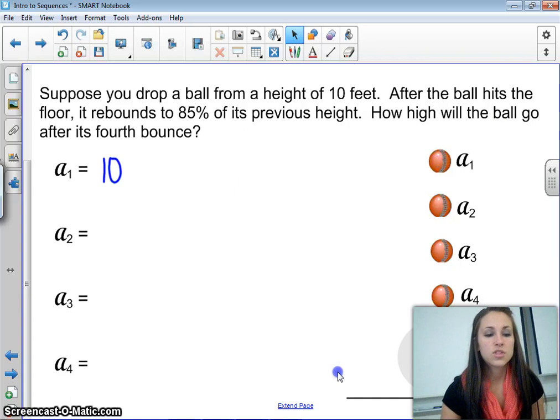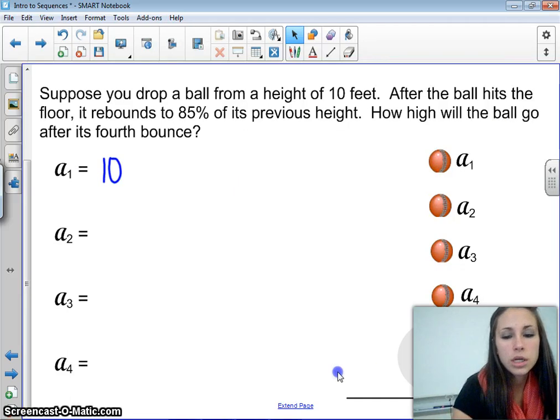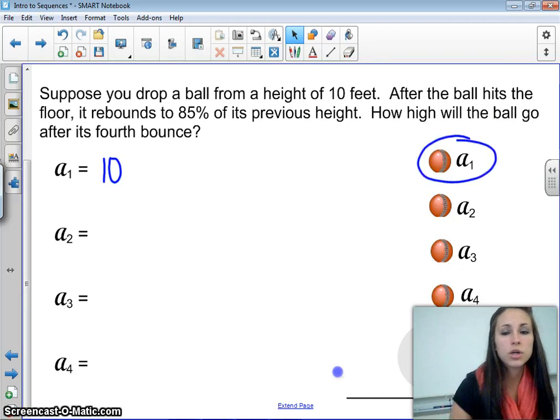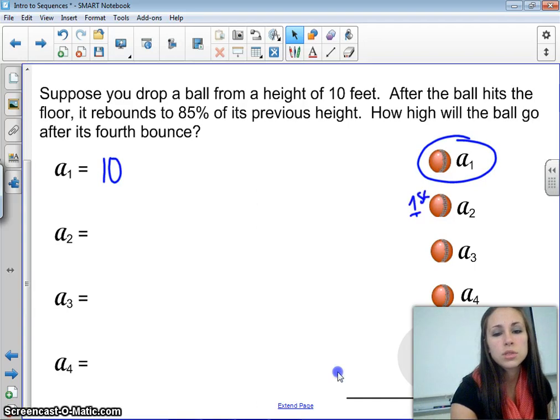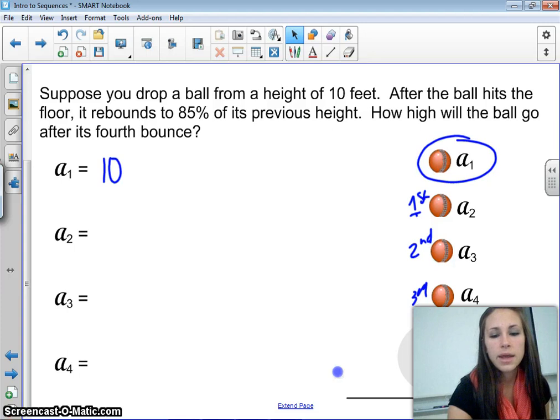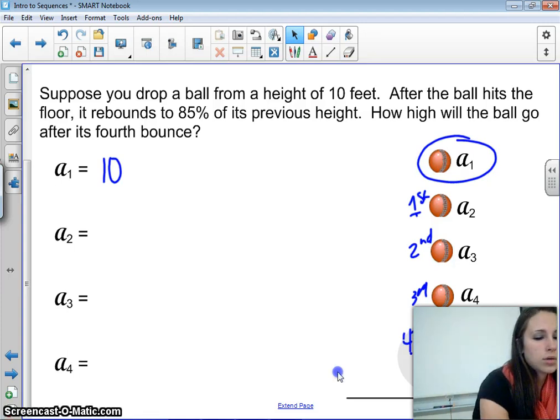And so in order to find its fourth bounce, since this is where I start, the ball hasn't bounced at all. This would be after the first bounce. This would be the second, third. And so I actually need to find A5 to find the fourth bounce. So I need to go down here and find A5.